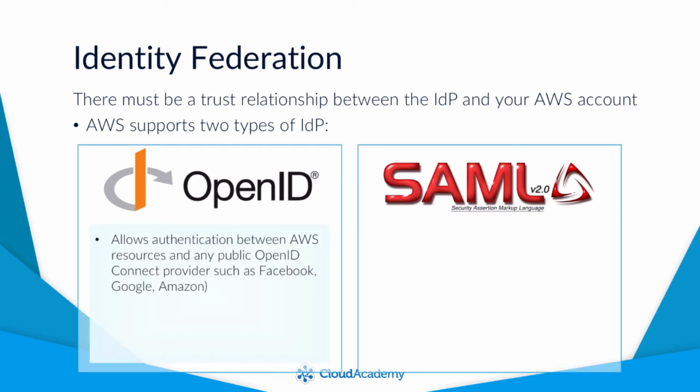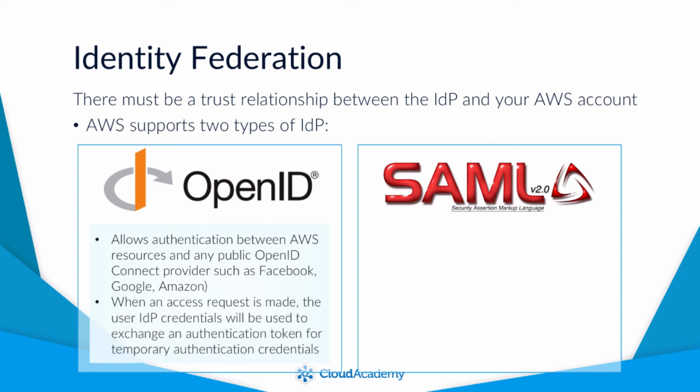OpenID Connect allows authentication between AWS resources and any public OpenID Connect provider such as Facebook, Google, or Amazon. When it's set up and configured, an access request is made by a user to an AWS resource. The identity provider credentials will be used to exchange an authentication token for temporary authentication credentials. These temporary credentials with pre-configured permissions allow authorized access to the resource as required.